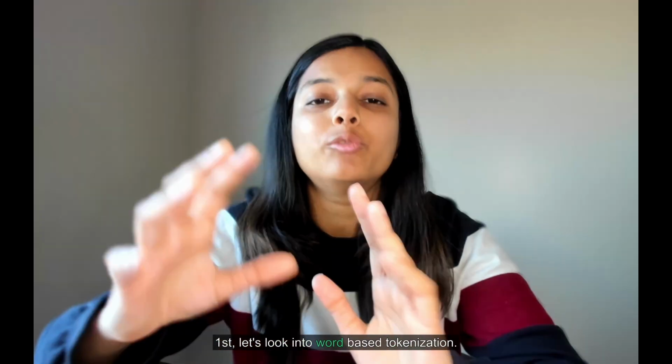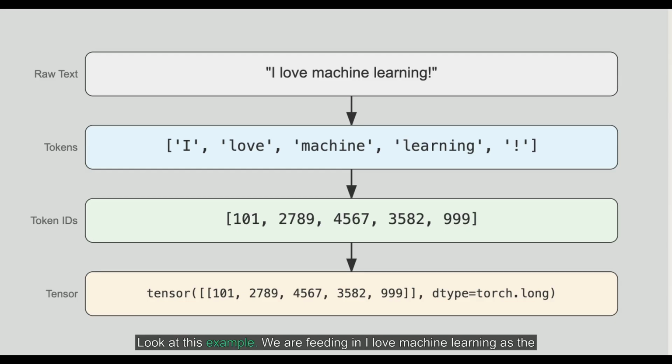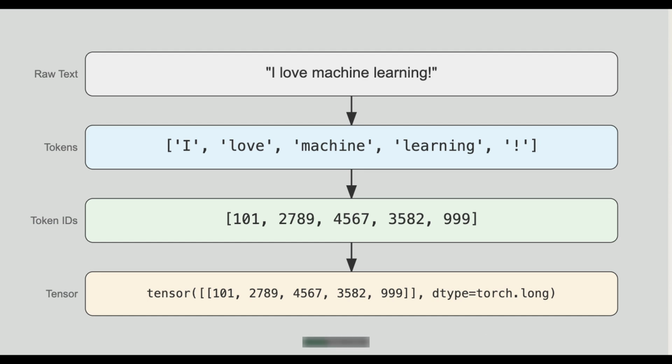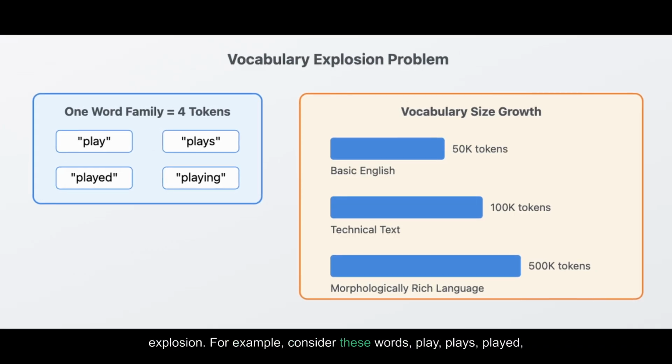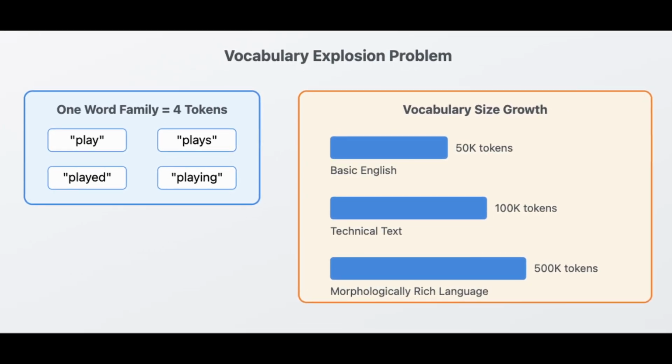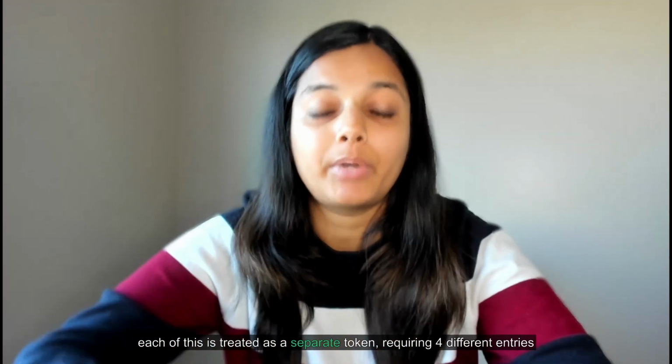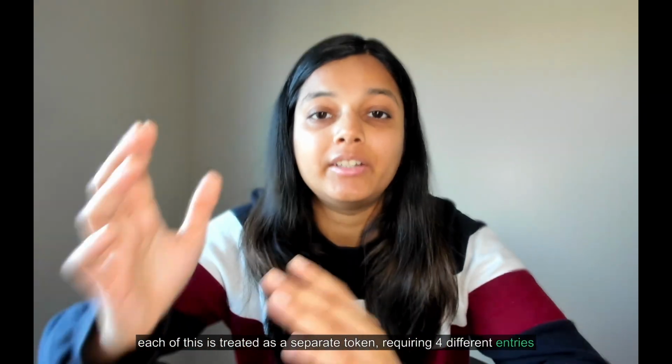First, let's look into word-based tokenization. Look at this example. We are feeding in "I love machine learning" as the input. Each word is separated into a token, and in the output, we get each word represented as a token. The main challenge with word-based tokenization is vocabulary explosion. For example, consider these words: play, place, played, playing. In word-based tokenization, each of these is treated as a separate token, requiring 4 different entries in our vocabulary.